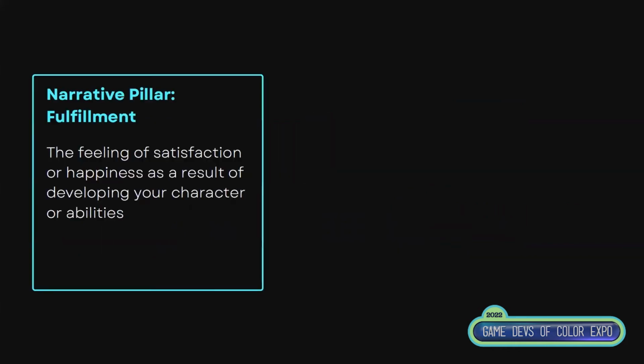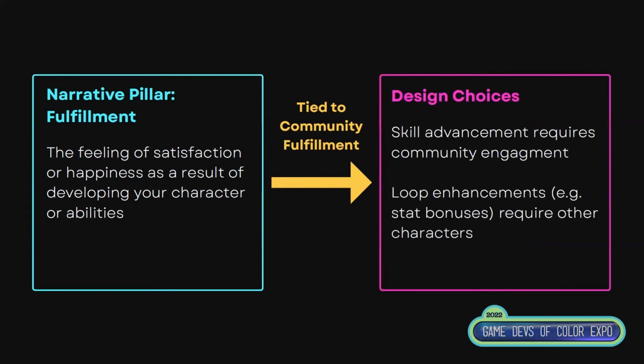For example, when we take the idea of personal fulfillment, defined as the feeling of satisfaction or happiness as a result of developing your character or abilities, and tie it strongly to community fulfillment, then skill advancement requires Flux to integrate with and help the communities around her. And it's through deepening her relationships with other characters that she gets better, faster, and stronger.